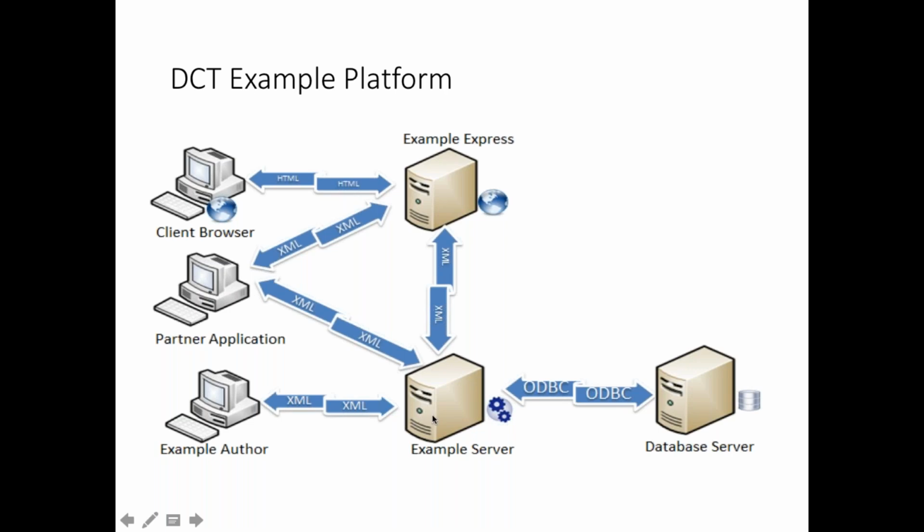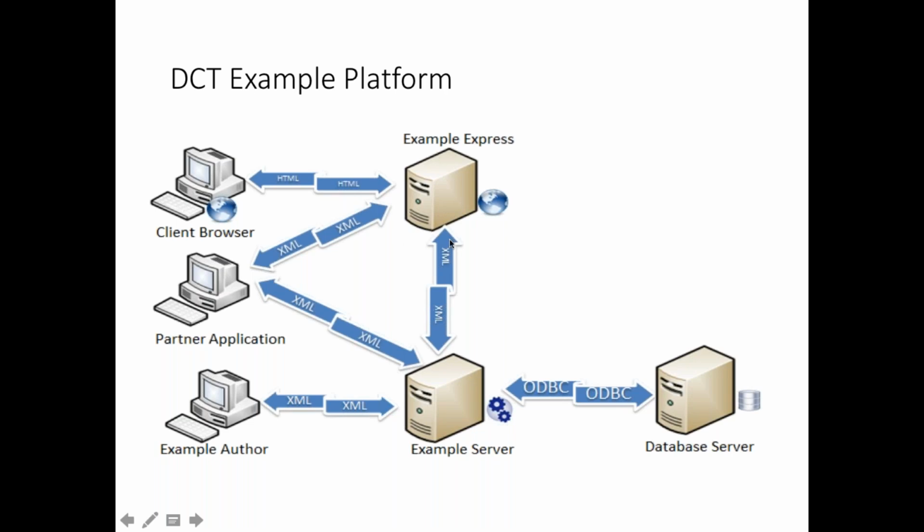Now we need to run some code on the input that we have. That input will be given to the example author. It will run the code on that input and give the result back to the example server. Again, if some retrieval is needed, it goes to the database server, retrieves results in the server, and goes back to the example author. They process the results, and it comes back to the example server, and then it is converted and given back to example express.